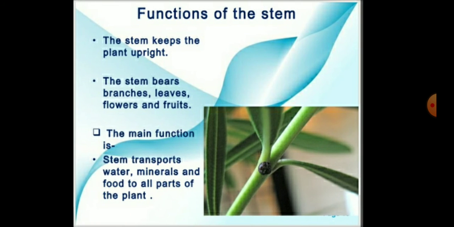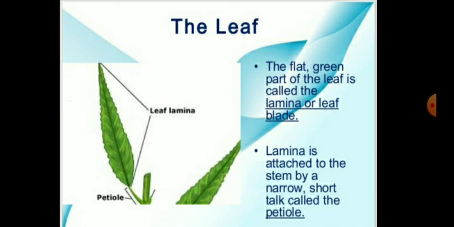The main function of the stem is to keep the plant upright, and the stem bears branches, leaves, flowers, and fruits. The stem also transports water, minerals, and food to all the parts of the plant. And the leaf, we know, the green flat part of the leaf is called the lamina, or we can say the leaf blade. The lamina is attached to the stem by a narrow short stalk called the petiole.